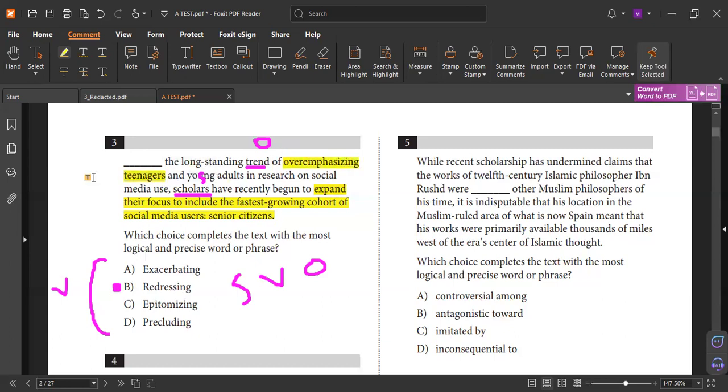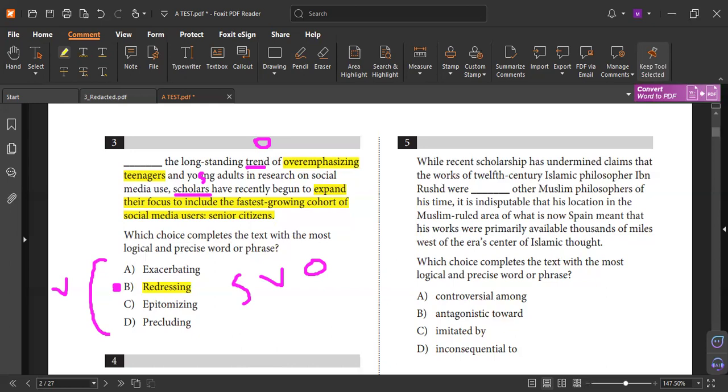But that means they see that the research and the studies overemphasize, they focus too much on teenagers and they ignore the senior citizens. But that means they wanted to remedy something, to readdress something, to resolve a problem, to refocus again on something. So the letter B is correct, because redress means you are going to resolve a problem, for example. But why not A?